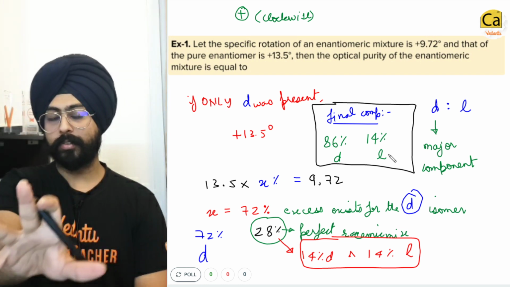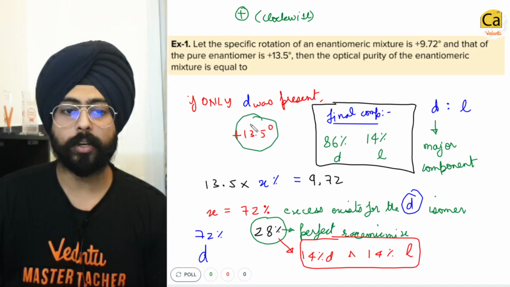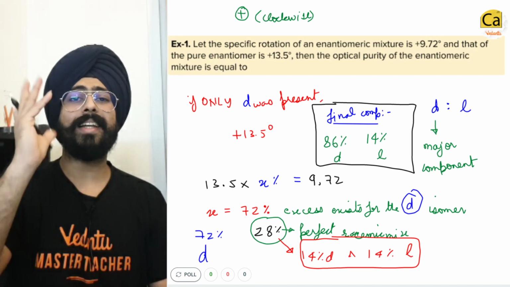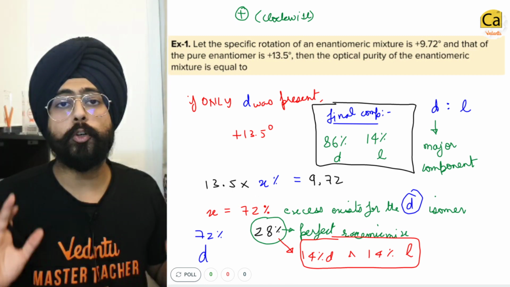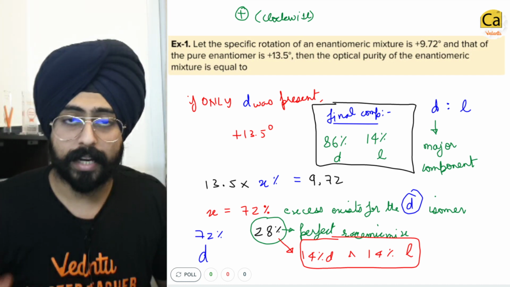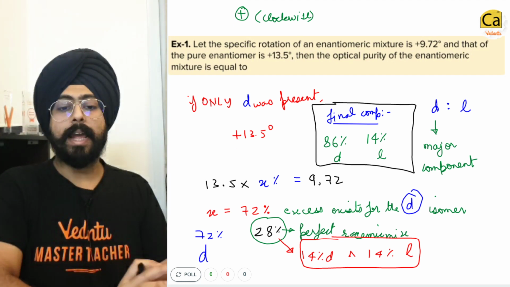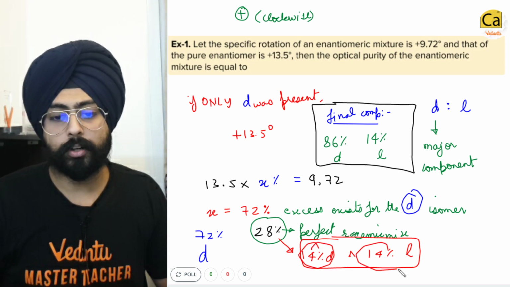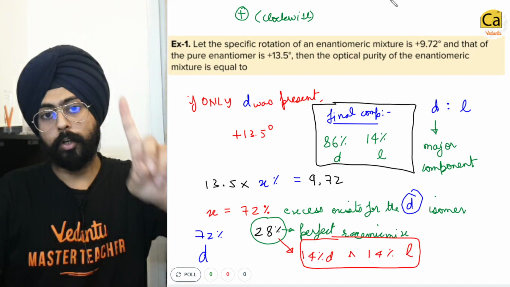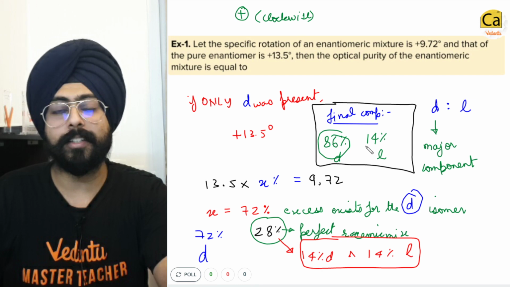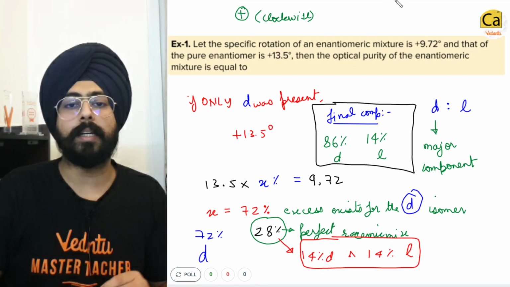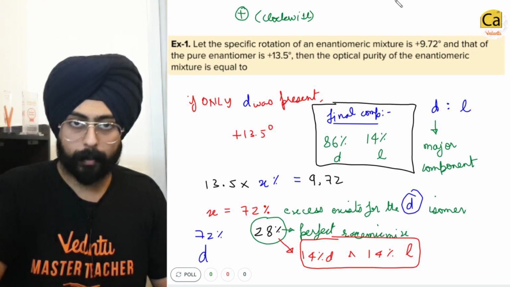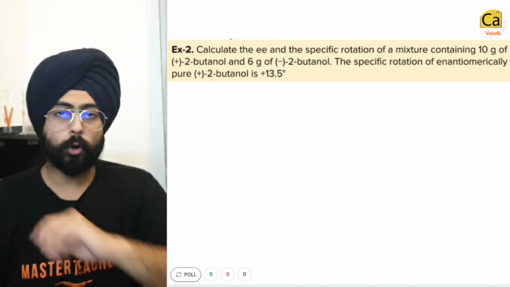Did you understand what went on over here? If only D was present, rotation would have been 13.5, but only 72% of that rotation is happening, which means that 72% is the enantiomeric excess. 72% excess of the D isomer exists apart from the racemic mixture. So how much is the racemic mixture? 14% and 14%. So the total amount of the D isomer is 86% and the total amount of L isomer is 14%. Watch this part of the class again if you have any doubts. In the upcoming class, we will discuss more questions of that sort.